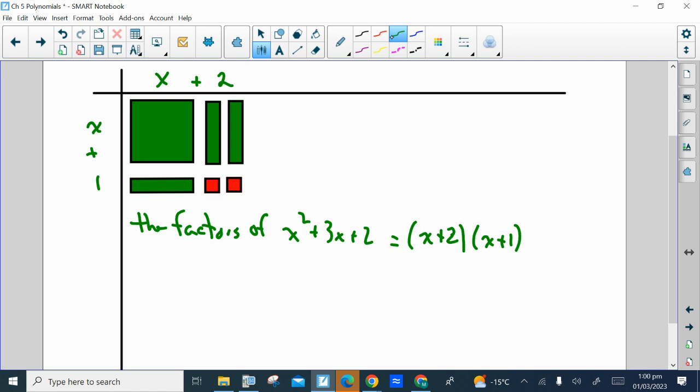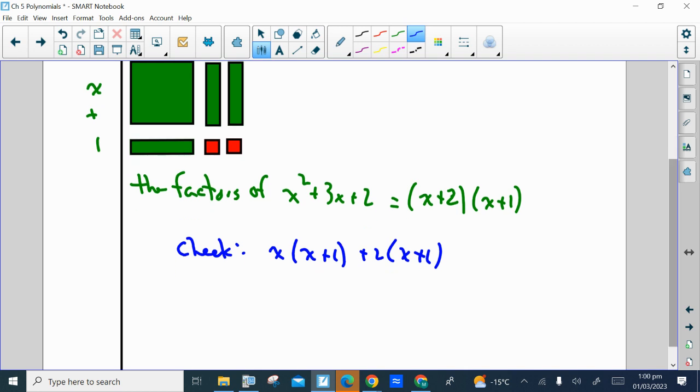So let's check this by multiplying using the distributive property. Factors are things that multiply together to get what you start with. So we're going to check to make sure when we multiply them together, you get what you start with. So that'll be x squared plus 1x. Then we'll have a positive 2x and a positive 2 when we multiply those out. When you collect the 1x and the 2x together, you're going to get 3x.